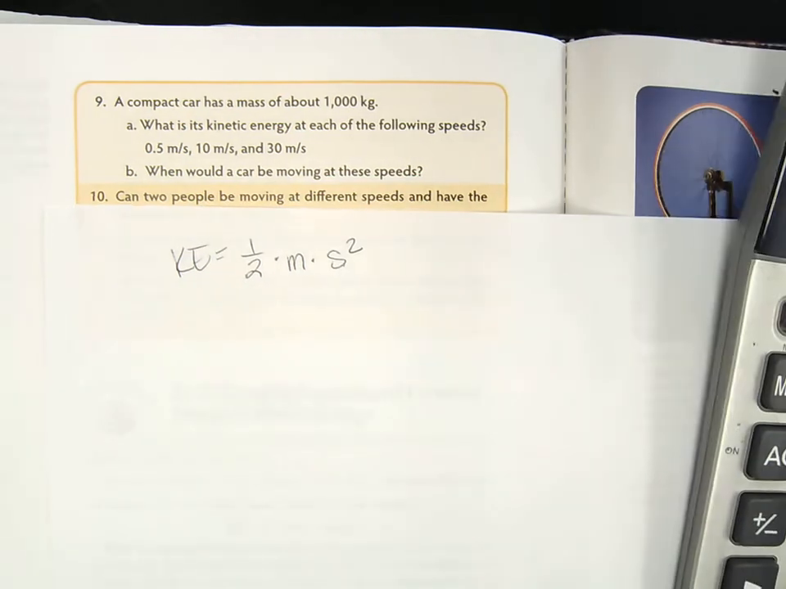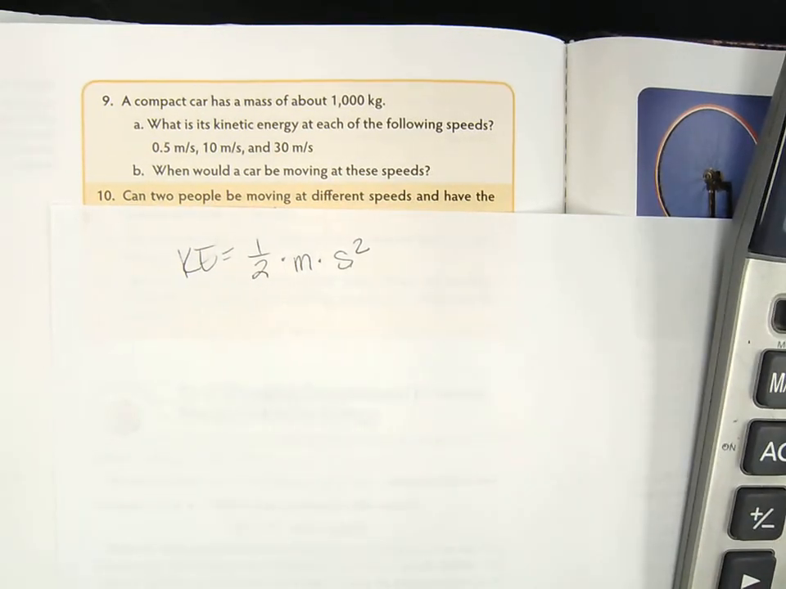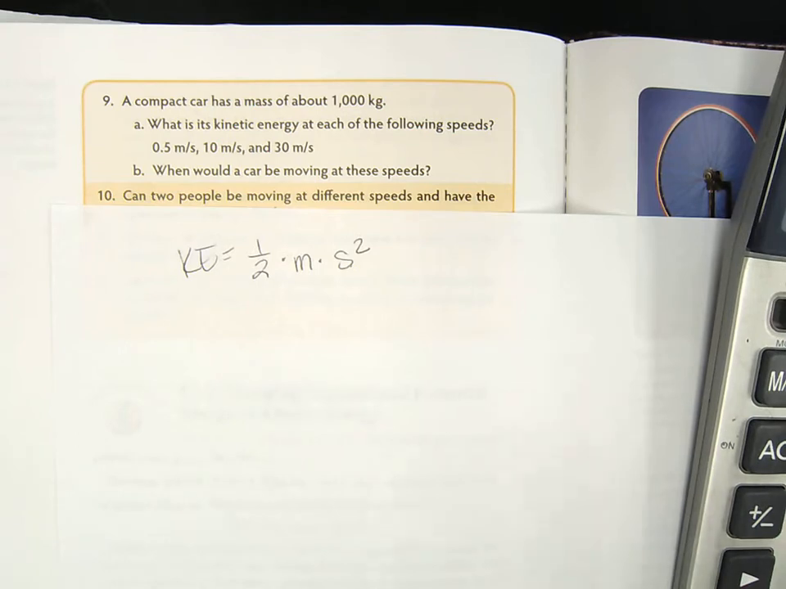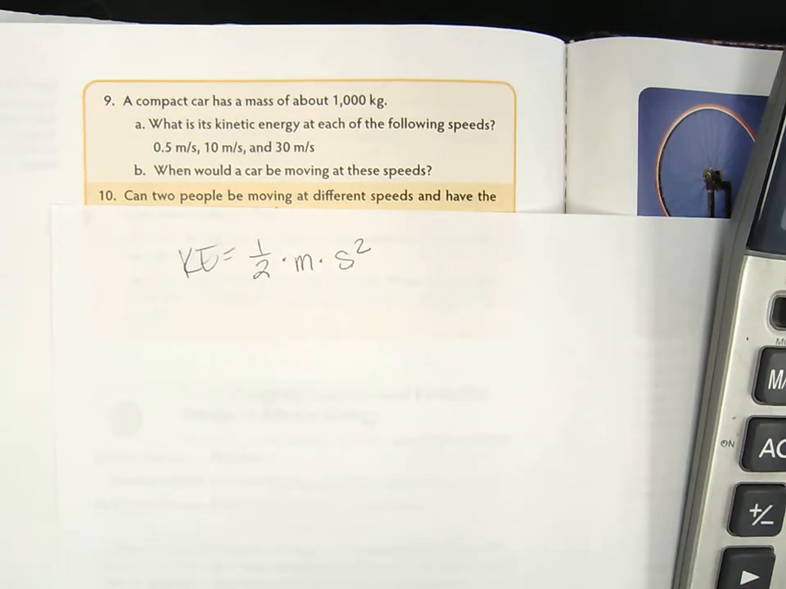Let's do it this way. So we'll plug them in. Okay, so 1,000 kilograms times 0.5 for half times, actually let me do 0.5 squared first. How do I do squared on here? We'll just do it like that.